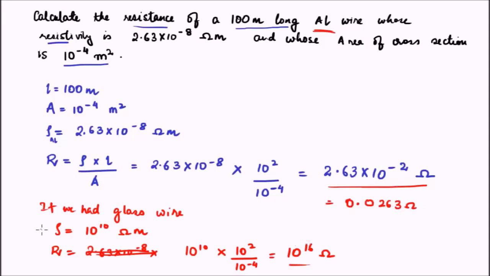So rho, the material property, has a very large impact on what the ultimate resistance of the material or the wire is going to be. Fine. This brings an end to our discussion today, and the topic of resistance, Ohm's law, resistivity.